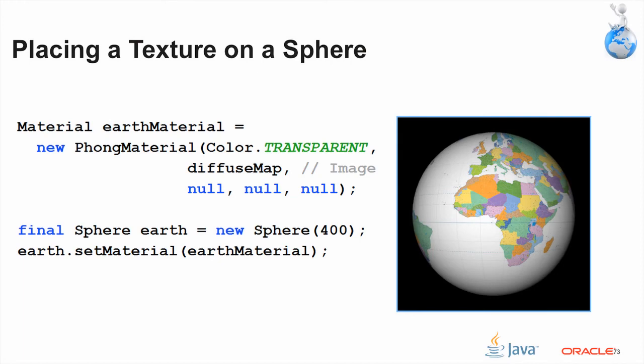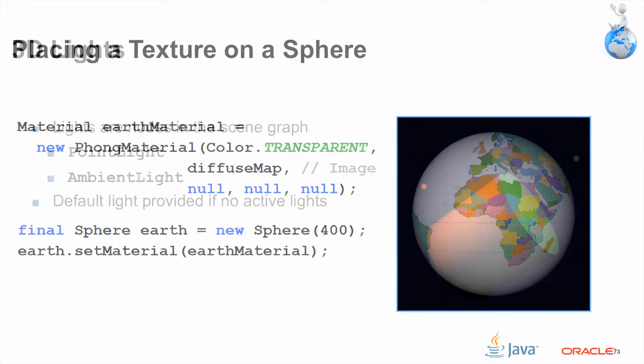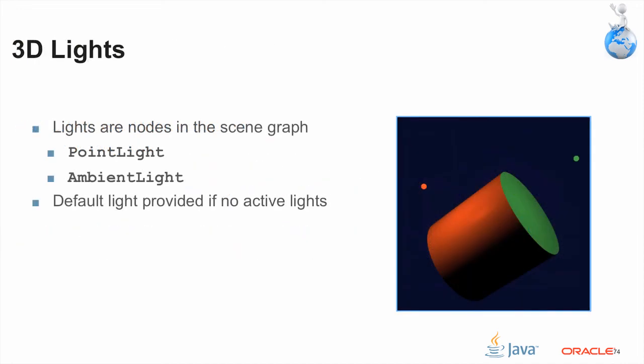And the code behind that, much like we did with the other sphere, we're going to create a material, but in this case, we're going to associate it with a diffuse map, which is an image. And we're creating a new sphere with a radius of 400 and then setting the material onto the sphere. So the third thing that we talked about, for 3D concepts, one was 3D geometry, the other was cameras, and the other was lights. So I'm going to discuss lights here.